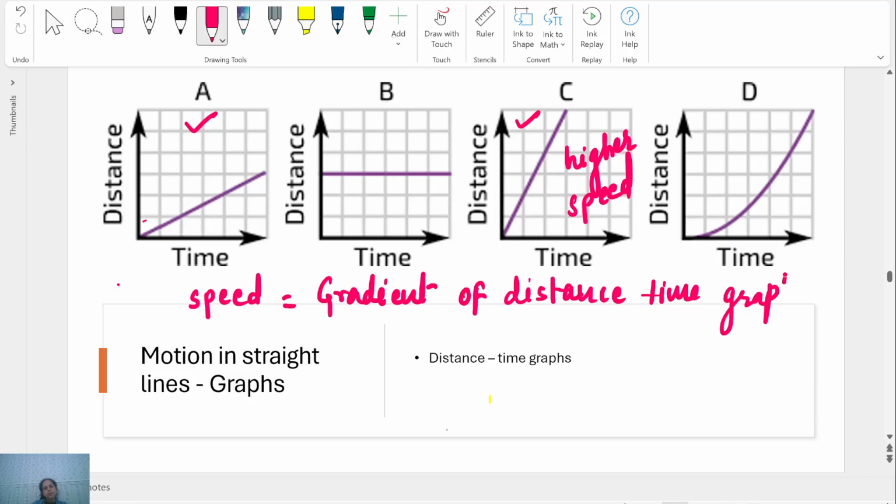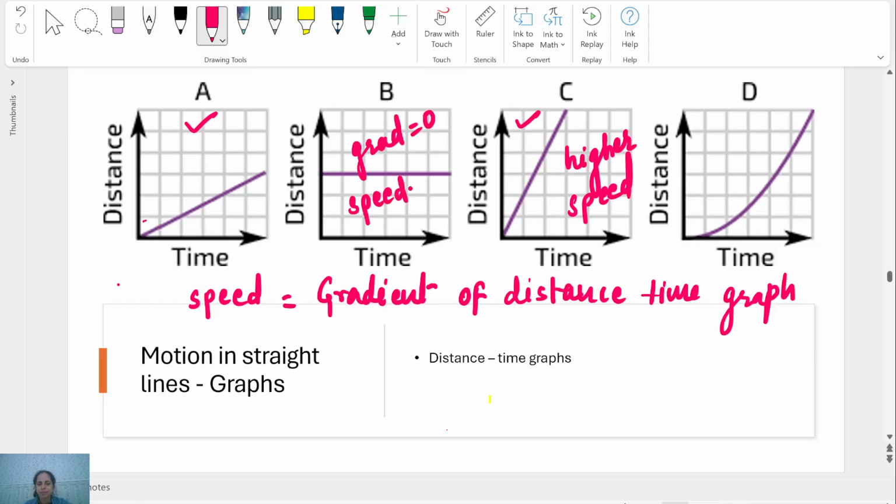So if the gradient is not changing, as in A and C, the gradient is not changing. So because the gradient is not changing, the speed is not changing. But whoever has the higher gradient will have the higher speed. Okay, let's just see now the D. What was the gradient in B? 0. So no gradient, no speed. So speed is 0.